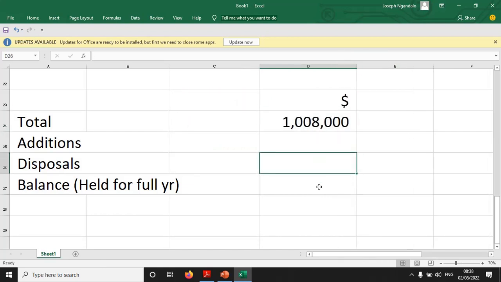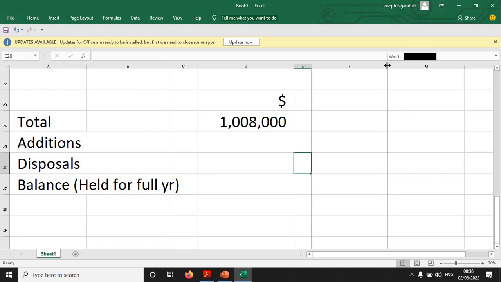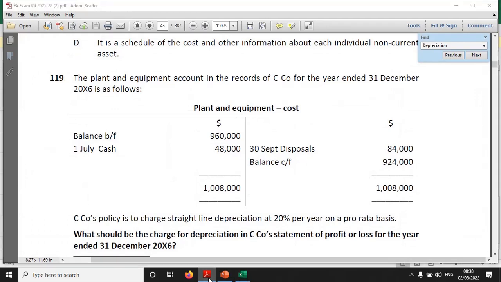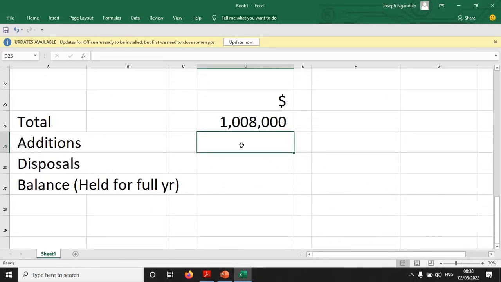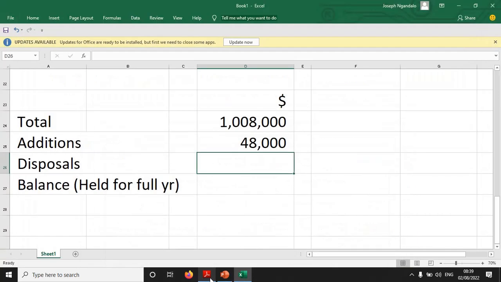Let us remember that. So, let us begin to do some bit of work. There's a reason why I said the balance was held for the full year. There's a reason. So don't say this man is doing things without a reason. I'm going to do some bit of work very soon. So let's begin. How much was bought during the year? 48, right? Do you agree with me? And how much was sold during the year?